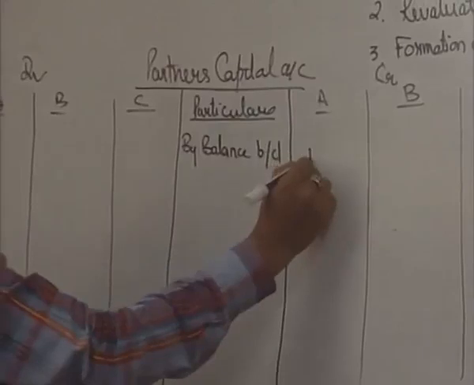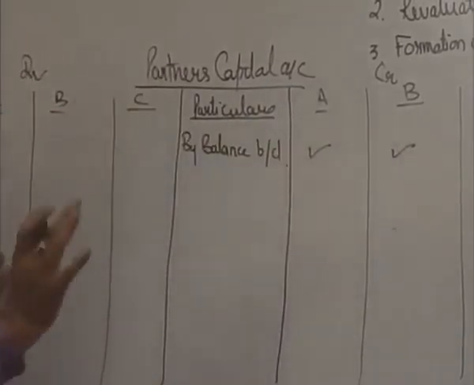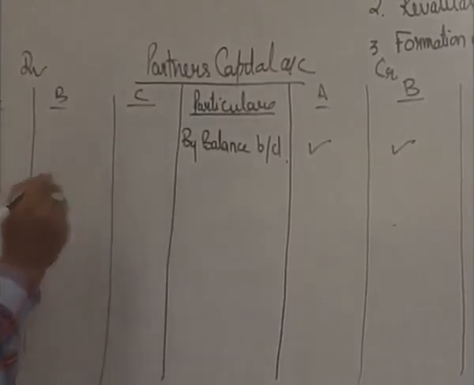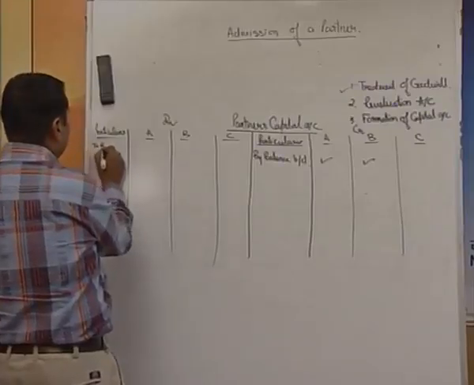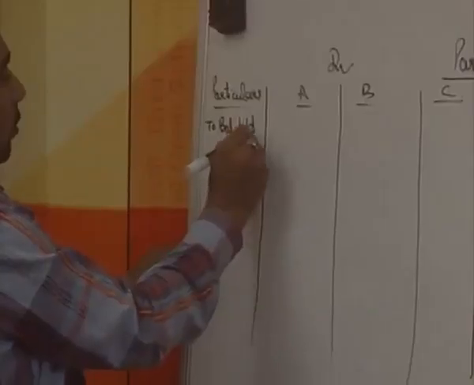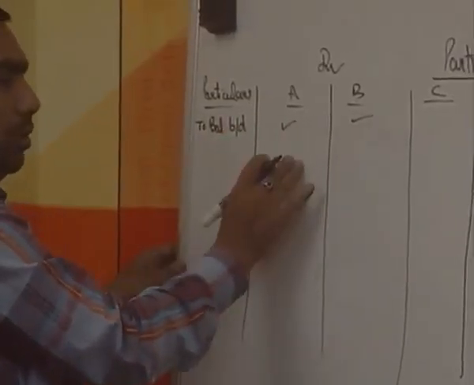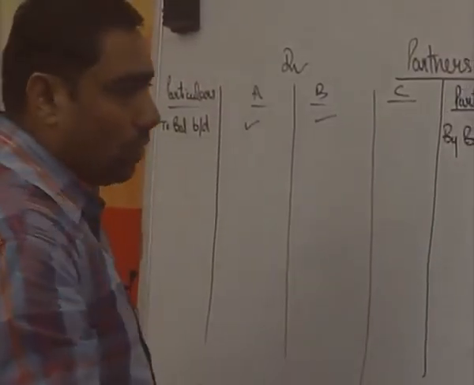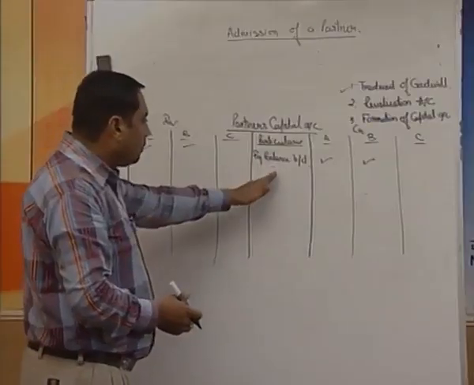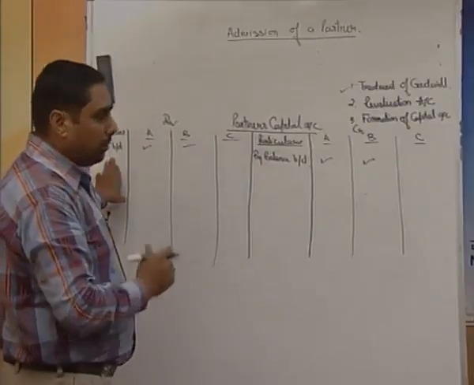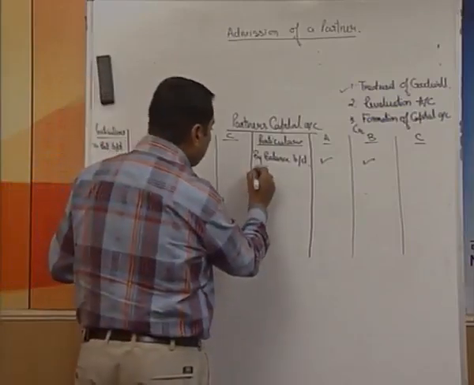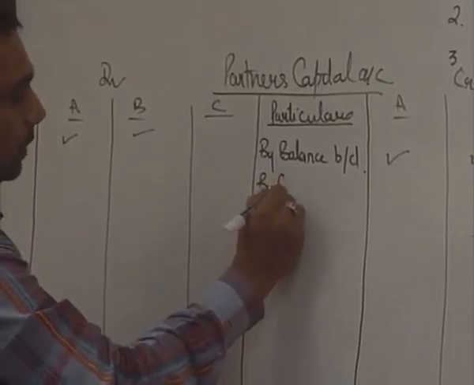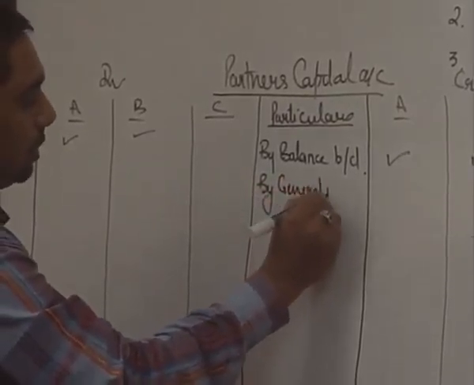This is going to be the capital balance of only A and B given to you in the question. In case there is a debit balance, write it on the debit side, to balance brought down. It can be of A and B altogether, or it could be of A, or it could be of B. So, only one of the situations is going to arise in your question. Either you are going to have the credit balance or you may have the debit balance. Then, in case any reserve is given to you in the balance sheet, then general reserve.